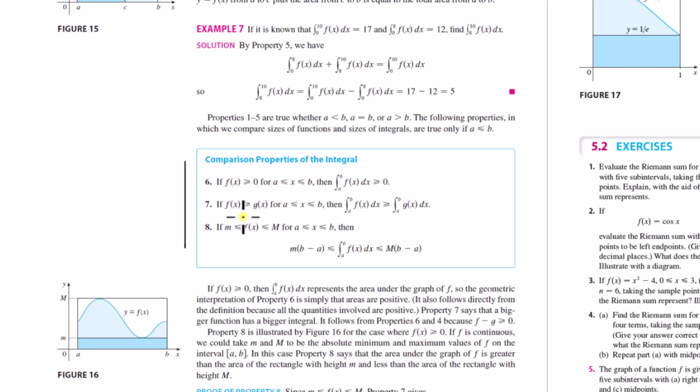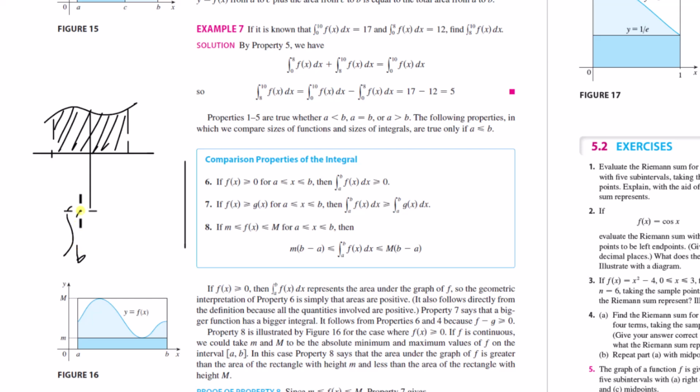If f of x is greater than or equal to g of x for all x within the interval from a to b, well, okay, I want to point out that it's important that a is less than b. Because otherwise, yeah, this integral is positive, but if you switch this to the integral from b to a, then all of a sudden it's negative. So that's why this restriction is important.